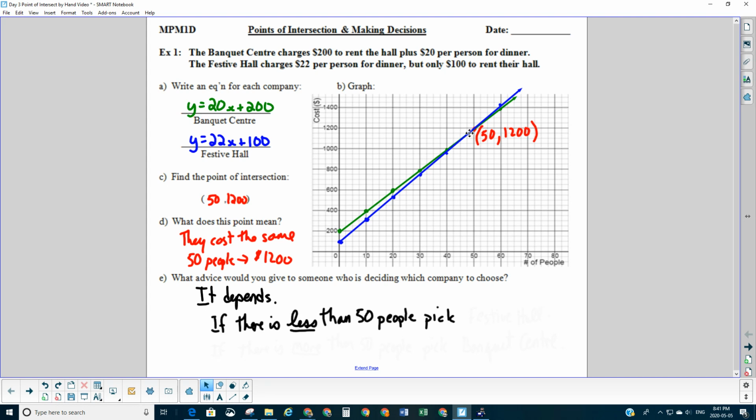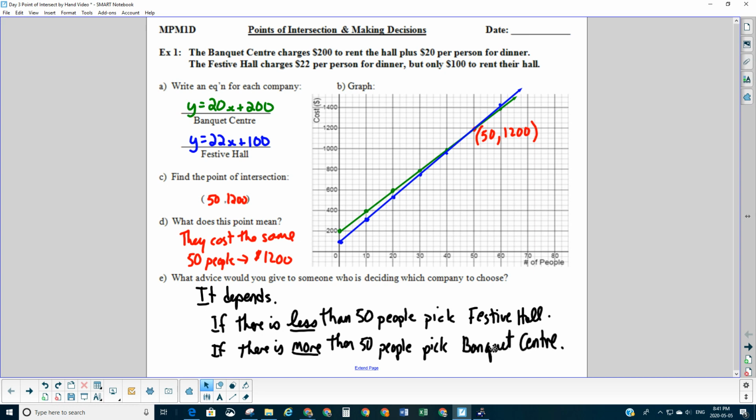If there's going to be less than 50 people, which one are you going to choose? You're going to choose the blue one, and the blue one was the festival hall. So you're going to pick festival hall. And if there's going to be more than 50 people, then you're going to choose the green one because that's when it ends up eventually being cheaper, and you're going to choose the banquet center. So your answer to all these questions about making decisions is always going to be it depends. And then you're going to give a clear indication of which one is cheaper.